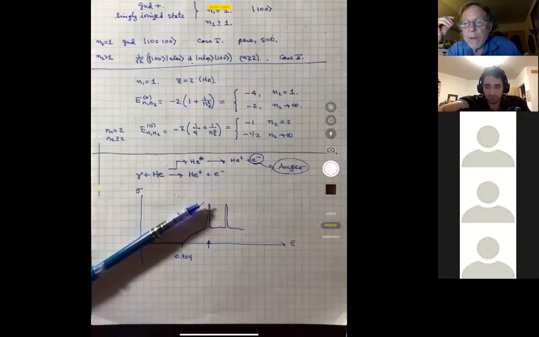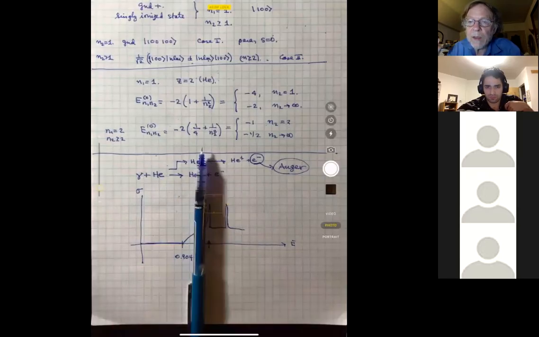But be that as it may, this gives you an idea of a classical version of what's happening with these decays of these doubly excited states. So in a sense, these doubly excited states have a lifetime, and the lifetime is governed by how long it takes for the two electrons to have a close encounter.